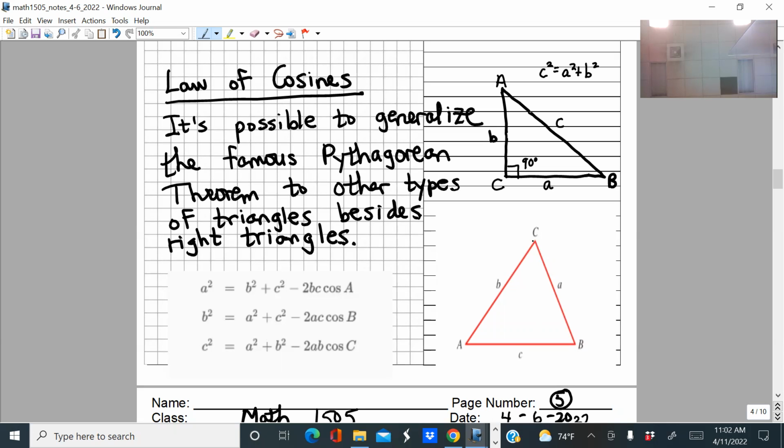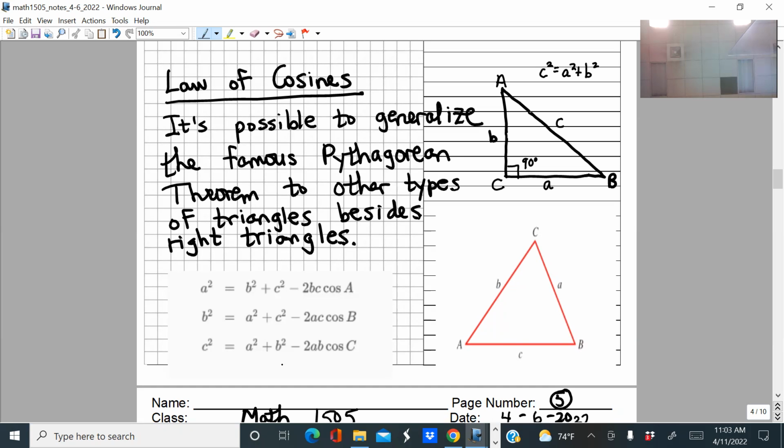Now, you can do the same thing for the other sides as well. If you wanted to know the length of side a, the law of cosines says a squared is going to be b squared plus c squared minus 2 times b times c times the cosine of this angle, the angle opposite lowercase a. What about for b? For b, the law of cosines says b squared is going to be a squared plus c squared minus 2 times a times c times the cosine of this angle opposite lowercase b.